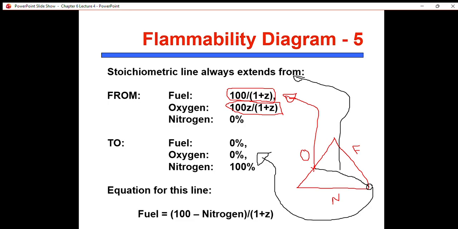And the fuel composition for this line will always be found through this equation: the fuel composition equals 100 minus the nitrogen composition, divided by 1 plus Z, at any point. So now we learned how to establish the stoichiometric line and the airline for the flammability chart, or the flammability diagram.